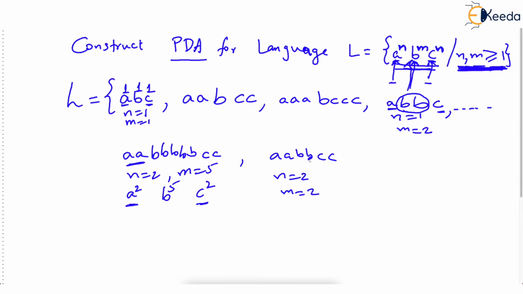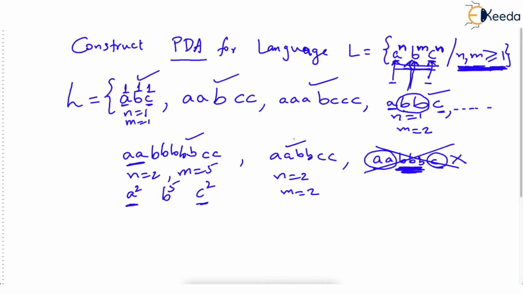So all such strings must be accepted by the PDA, and those strings which do not obey this rule should be rejected. For example, this string, observe, 2 A's, 3 B's and 1 C should be rejected. There is no restriction on B's; the number of B's can be anything. There can be any number of B's in between, but the number of A's and C's should be equal, and here they are not matching. So this string should be rejected by the PDA, whereas all these strings should be accepted. Okay, having said that, I hope you have understood the language that we have to develop.